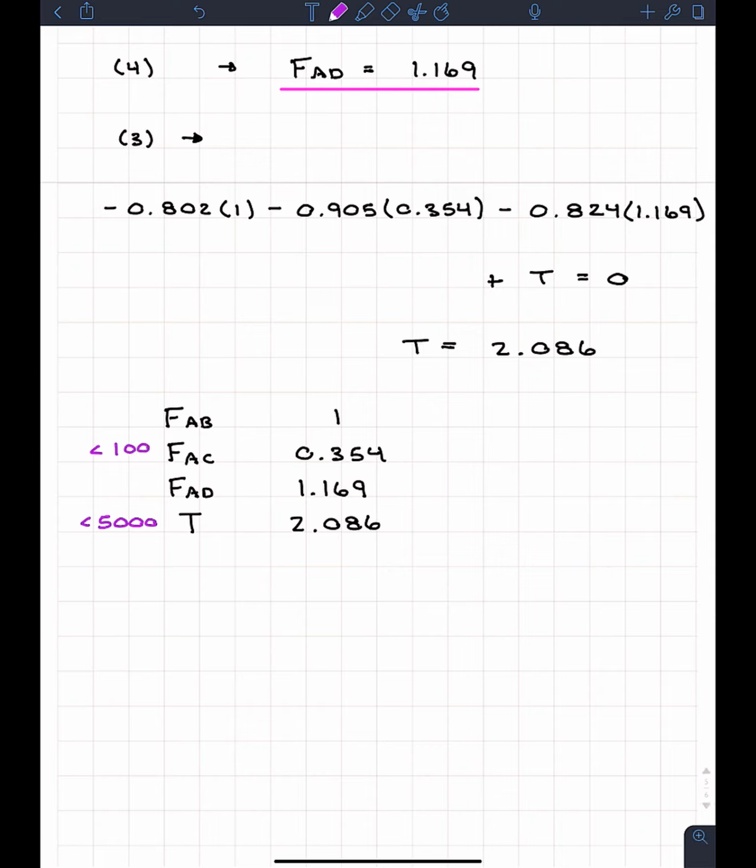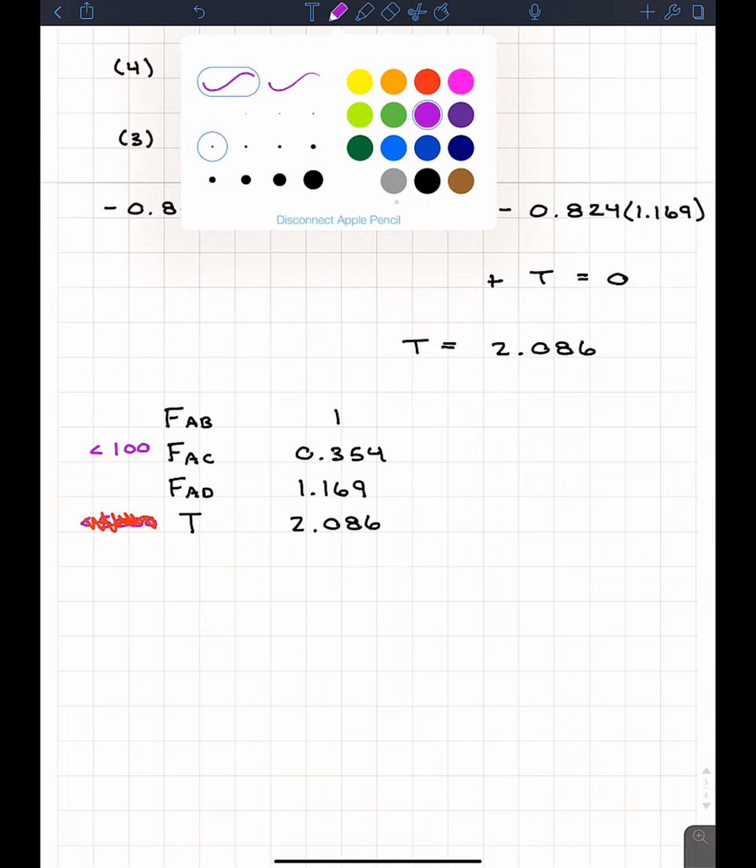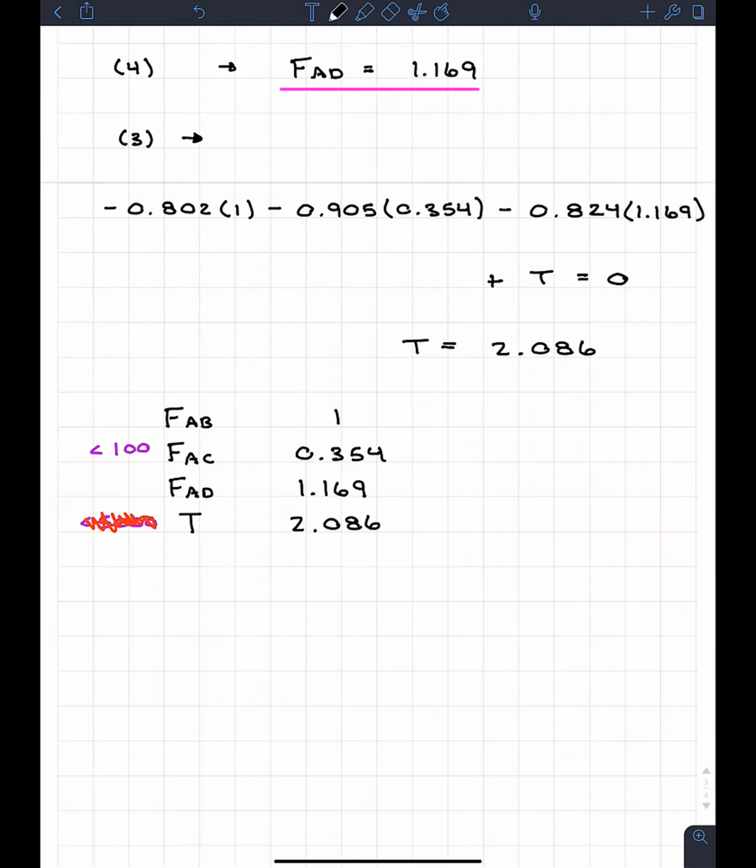So it's fairly easy to say, if that's our criteria, and at the very most, T is going to be roughly 2 times greater than those forces in the cables, okay, well, this will never, ever happen. Because if T was 5,000, that would mean that FAD is like 2,500. And we know it would snap a lot quicker than that. So out of those 3 forces, we're going to have to convert one of them to 100.